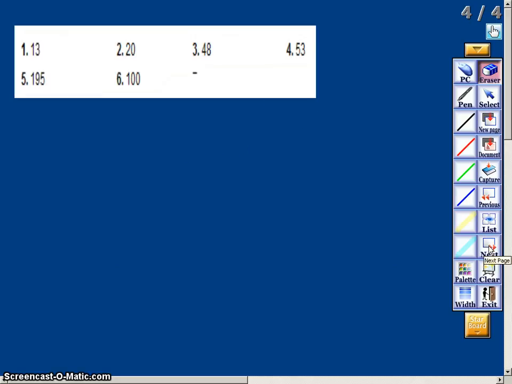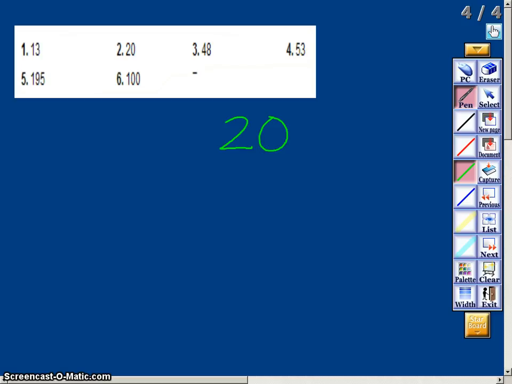Now we're going to take a look at some examples of finding prime factors of a certain number. First of all, we're going to take a look at the number 20. We're going to make what's called a factor tree, and we're going to keep breaking 20 down until all the numbers are prime factors.